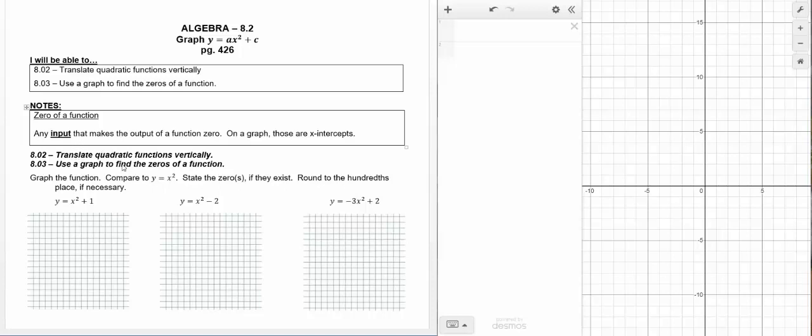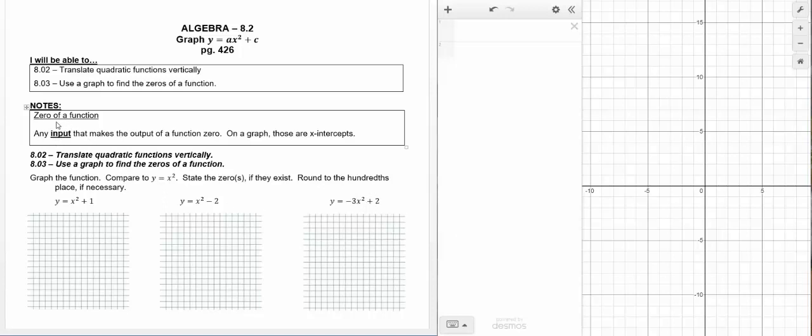And then we're going to use our graphs, in particular our computer aided graphs, to find something called zeros, which are very important things, and one of the primary reasons why we bother graphing parabolas in the first place, or any function in the first place.